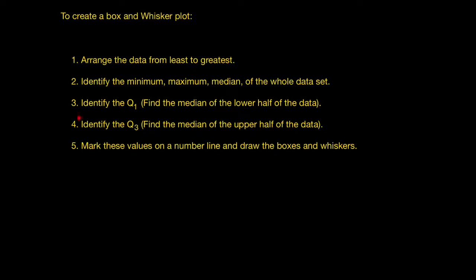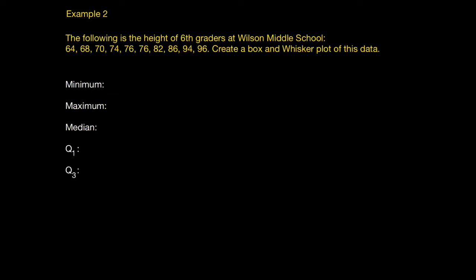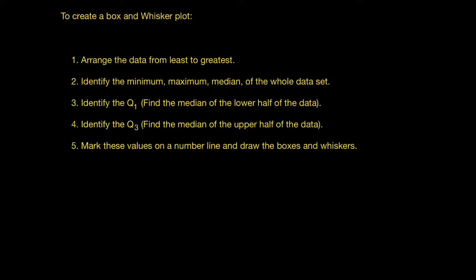After we do step 4, all that's left to do is to create the number line and begin drawing the box and whiskers. So let's go ahead and try this on an example. So example 2. The following is the height of 6th graders at Wilson Middle School. 64, 68, all the way to 96. Now we have to create a box and whiskers plot of this data. So the good thing is that here we have the data already arranged from least to greatest. So we're done with part 1.